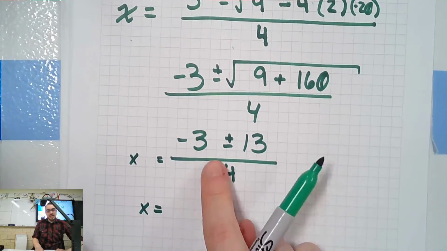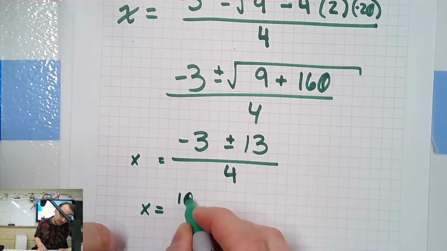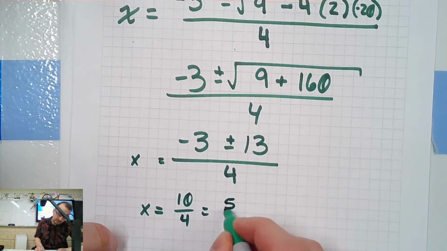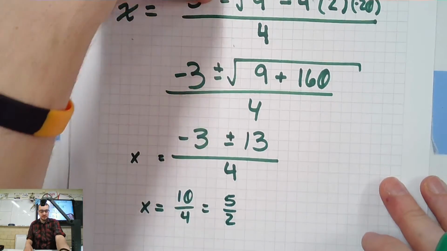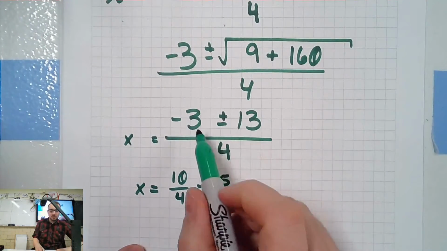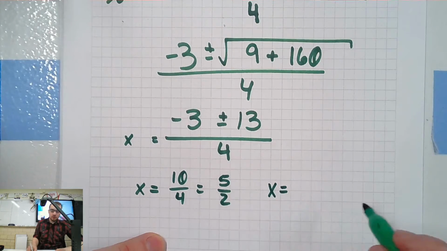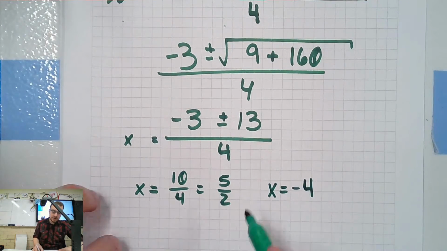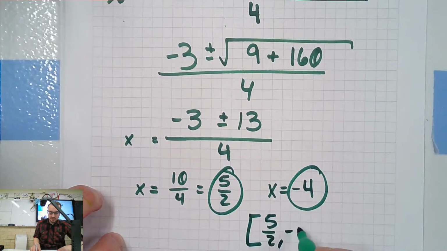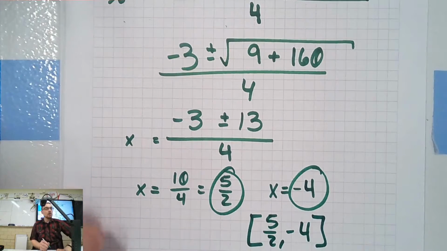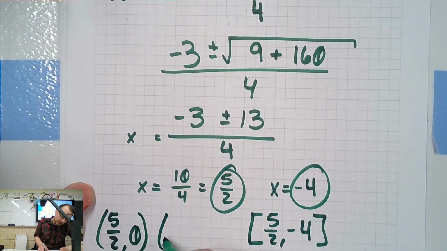One version adds 13, another version subtracts. Let's add first. What do we get? 10. So 10 divided by 4, which is 5 halves, right? Now, when we subtract, what do we get? Negative 16 divided by 4, which is negative 4. So we have two answers. You can write it like this, or you can write the coordinates, because we know y is 0. So the answer is 5 halves when y is 0, and negative 4 when y is 0.